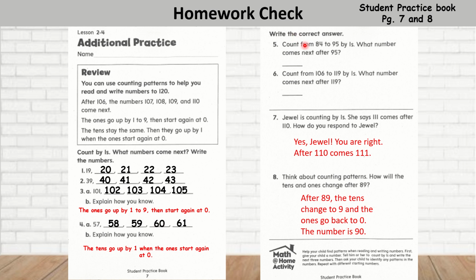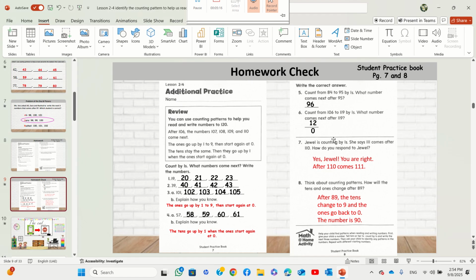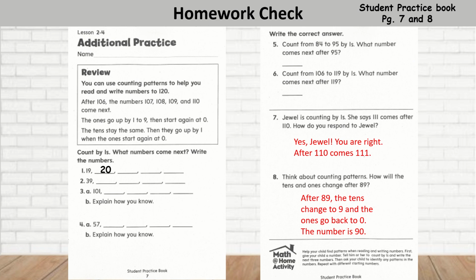Question 5. Count from 84 to 95 by 1s. What number comes after 95? So what's after 95? 96. Count from 106 to 119 by ones. What number comes next after 119? 120. Oops, I should have put that 0. That 0 should have been, there we go. It's much better. So it is 120.